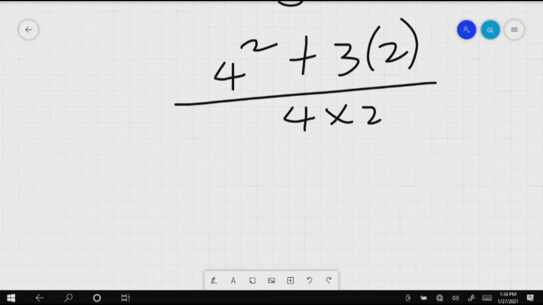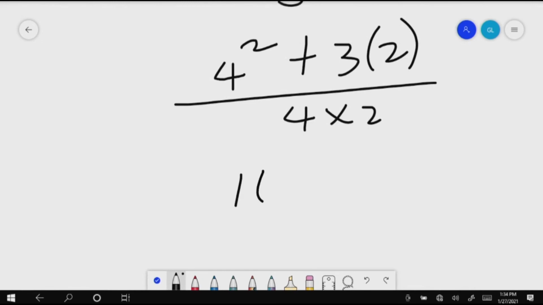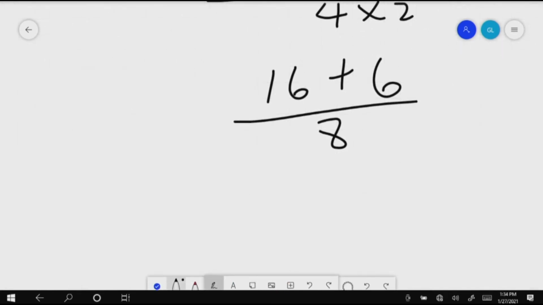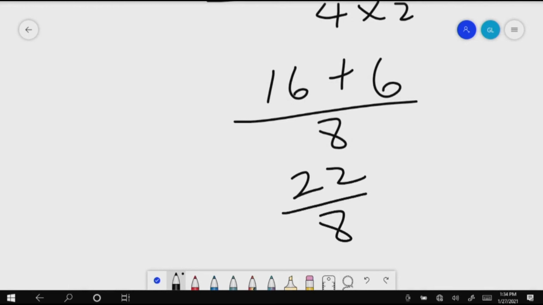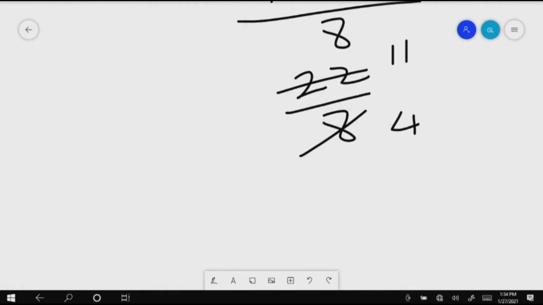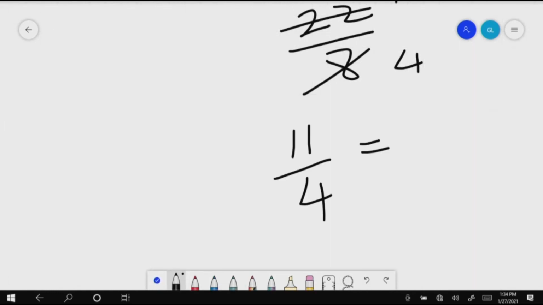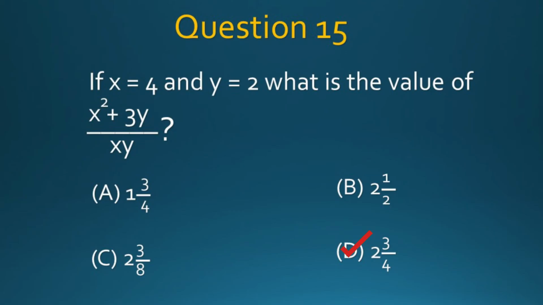And further simplifying this expression, it gives us 16 plus 6 divided by 8. Further simplifying gives us 22 divided by 8. 2 4s are 8, 2 11s are 22, and if we were to reduce 11 upon 4 to its lowest fraction, this would have given us 2 and 3 upon 4, which would have been D as our solution.